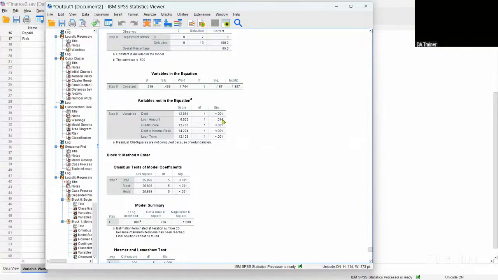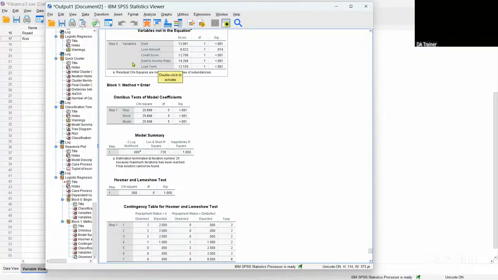All right, so the debt significant value is 0.01, which is very strong. We have credit score, DTI, and even loan term correlating very powerfully, meaning that the chi-square is not computed because of the redundancies. They have a lot of redundancies. That's why chi-square is not really working. The residual chi-square is not actually done because almost all of them, even this one, 0.14, is also below 0.05.